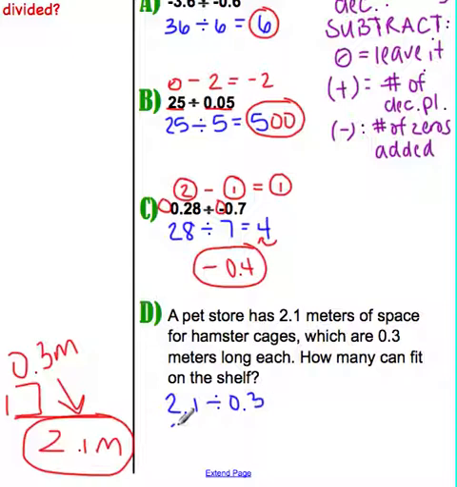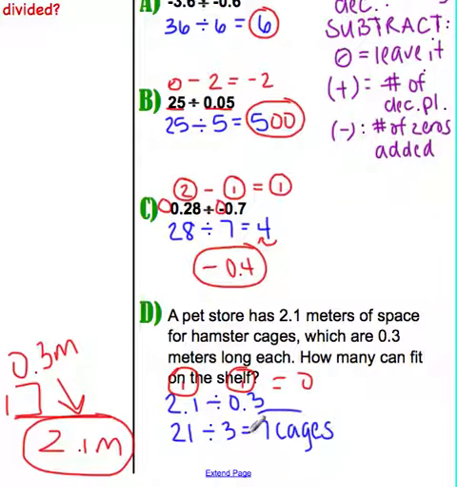So I'm going to treat this like 21 divided by 3, which is 7. And then if I'm counting decimal places, this one has 1, this one has 1, 1 minus 1 is 0. Therefore, 7 is my solution, but I need 7 cages because it's a word problem, so I need a label on my answer. Now this was a very short lesson today.